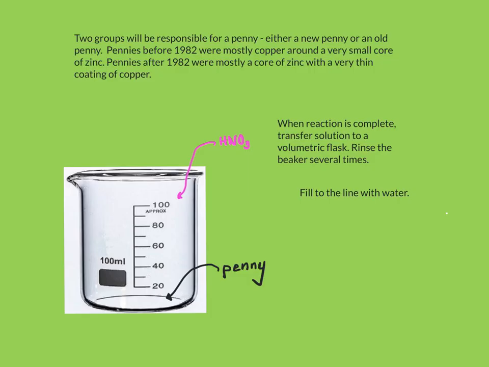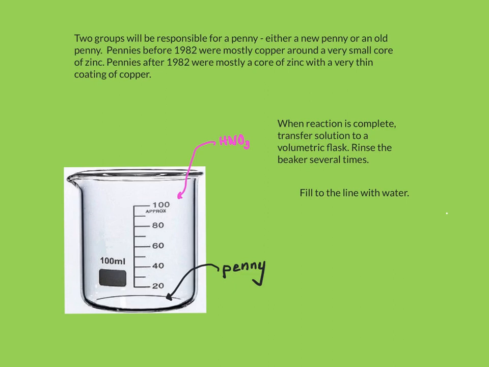You'll notice we were talking about pennies. Two groups are responsible for a penny, either a new penny or an old penny. Pennies before 1982 were mostly copper around a really tiny core of zinc. Pennies after 1982 were mostly a big core of zinc with just a thin coating of copper. This was done because zinc is much cheaper than copper.